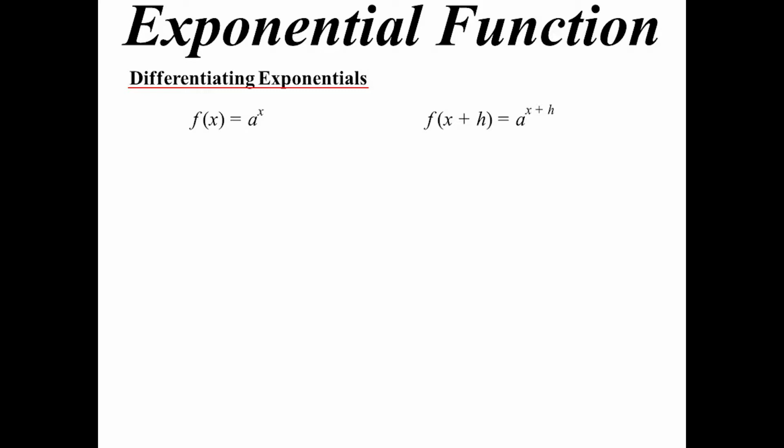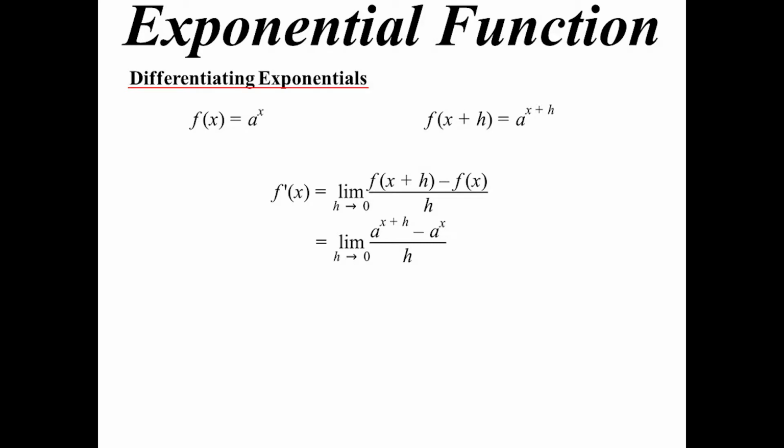That means f(x + h) is a to the power of x plus h. So I can now use my first principles formula. Whenever we've got a new function and we want to work out how to differentiate it, we go back to first principles and sub that in. So we get the limit as h approaches 0 of a to the power of x plus h minus a to the power of x. Well, I can factorise the top and I get a to the power of x outside of a to the power of h minus 1 over h.